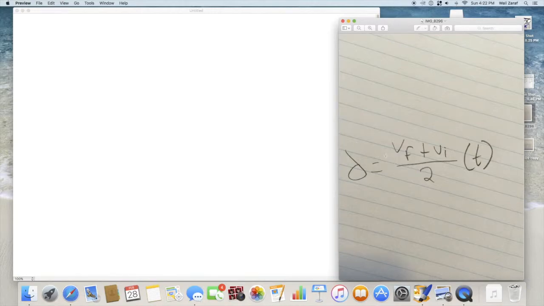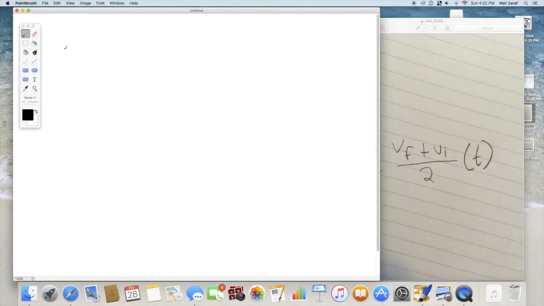So here's the formula we have. D is equal to (Vf plus Vi) over 2 times t. We can rewrite this bad boy. D is equal to (Vf plus Vi) over 2 times t. Now we want to get t by itself. There are a bunch of tricks we can do.